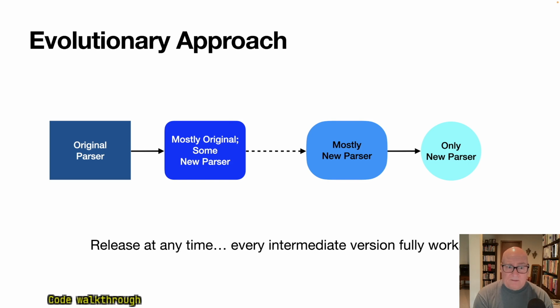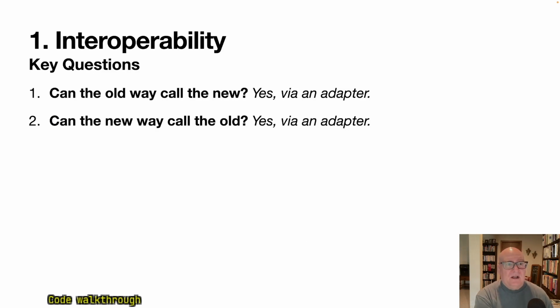Now, I don't have a big formal process for deciding whether I can do this or not, but I do have a few guidelines. So let's walk into that. One of them is I look at interoperability. So I've got an old way and a new way, and I want to know if the old way can call the new way. Can we make it so recursive descent methods call our new combinator parsers? And I believe, yes, we can. I haven't done it, but I believe we can write an adapter that will do that.